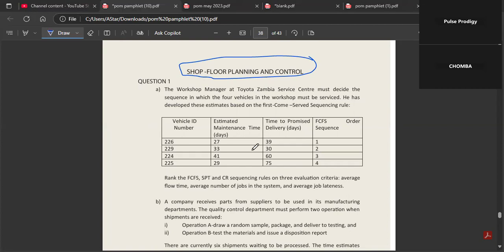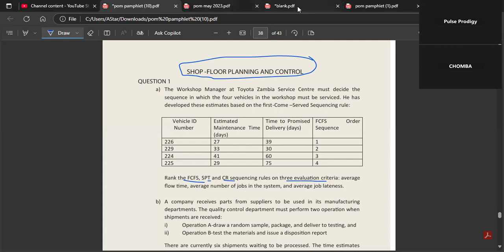Okay, so this is how the vehicles arrived at Toyota Zambia. The first one that arrived was 226, 229 came second, 224 came third, 225 came fourth, right? Yes. Okay, so that's the first come first serve. So you rank the first come first serve, shortest processing time and critical ratio on the three evaluating criteria: average flow time, average number of jobs in the system, and average job lateness.